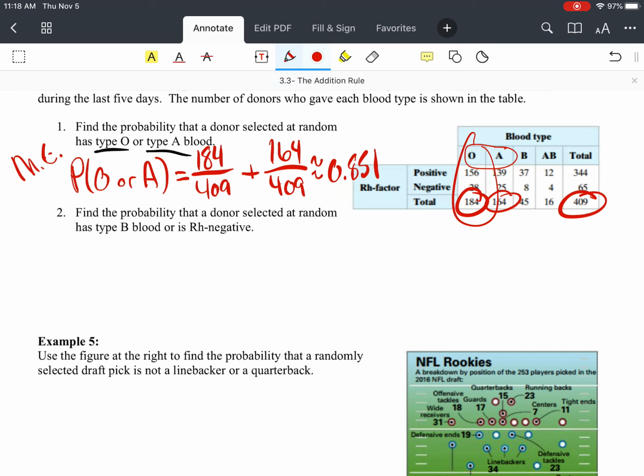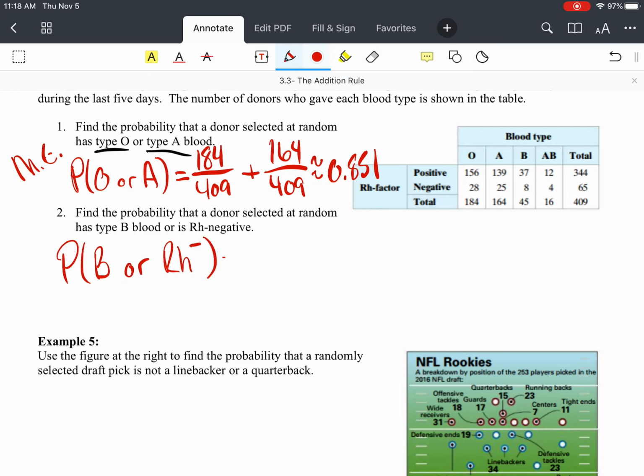It says we want to find the probability that the donor selected at random has type B blood or is Rh negative. Now we need to look and see whether these are mutually exclusive or not. Do we have in our type B blood anything that is Rh negative? Well, yeah, we do. We have it right there. So these are not mutually exclusive, so we do need that probability of both B and Rh negative. So we're going to say we've got the probability of B or Rh negative.